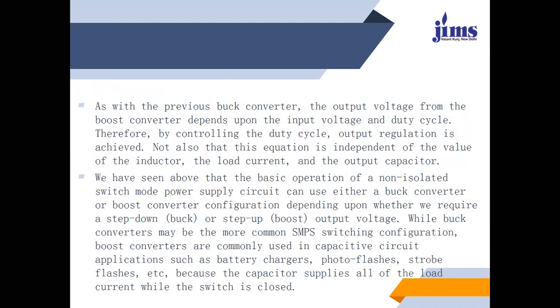We have seen that the basic operation of a non-isolated switch mode power supply circuit can use either a buck converter or boost converter configuration, depending upon whether we require a step down (buck) or step up (boost) output voltage. While buck converters may be the more common SMPS switching configuration, boost converters are commonly used in capacitive circuit applications such as battery chargers, photo flashes, strobe flashes, etc., because the capacitor supplies all of the load current while the switch is closed.